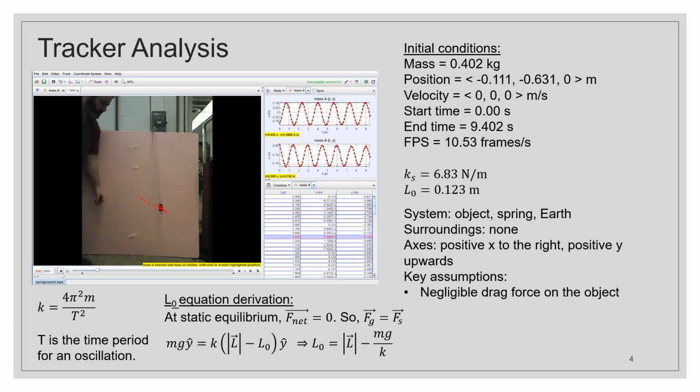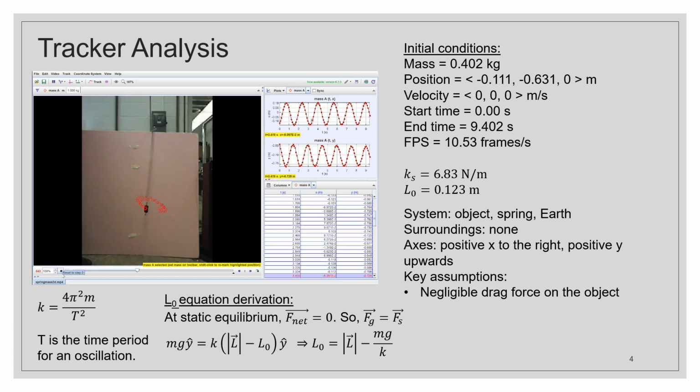The tracker analysis of the sample video is shown here. The initial conditions are a mass of 0.402 kilograms, an initial position of negative 0.111, negative 0.631, 0 meters, an initial velocity of 0, 0, 0, a start time of 0 seconds, and an end time of 9.402 seconds, and the video was shot at 10.53 frames per second. The spring constant Ks is equal to 6.83 newtons per meter, and the relaxed length L0 is equal to 0.123 meters. They were calculated from the video and tracker data, and the equations used are shown on the slide.